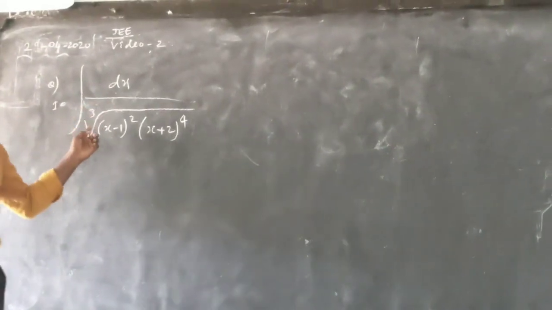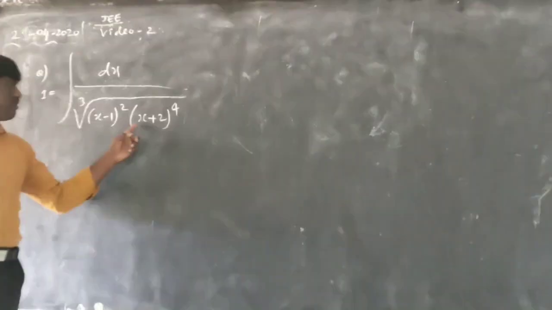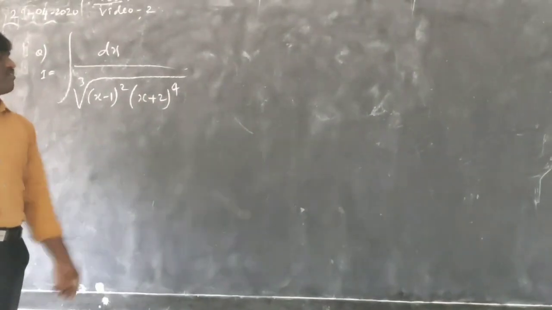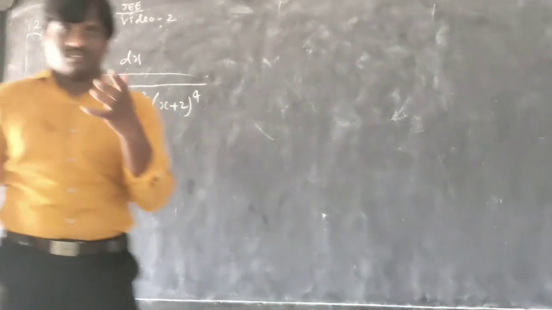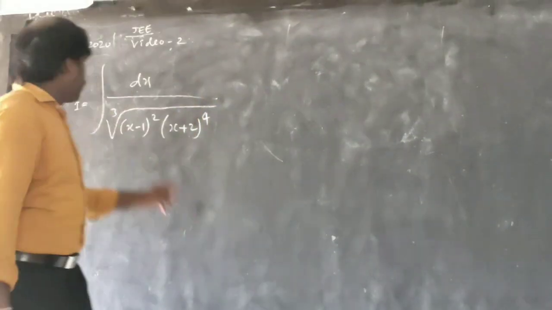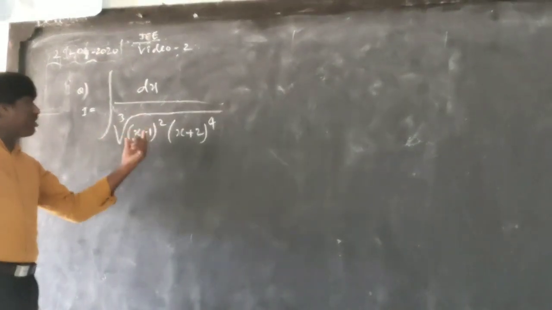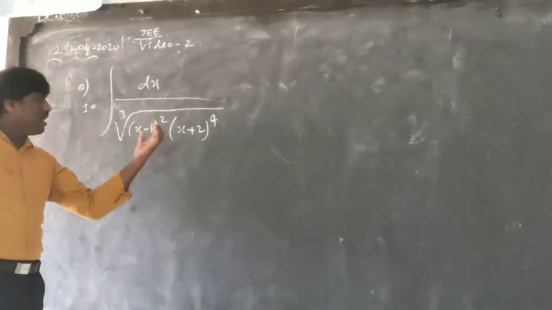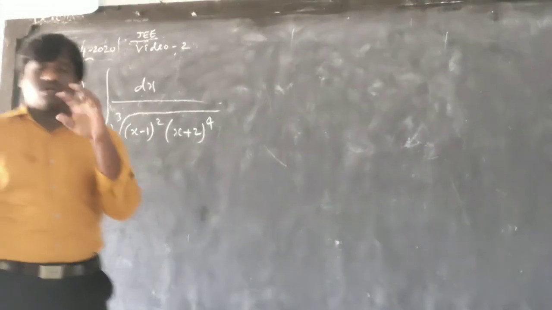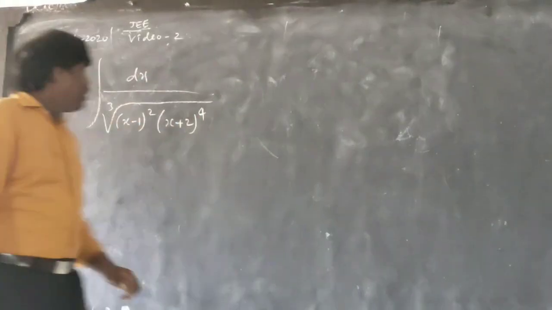Integration of dx upon cube root of (x minus 1) whole square into (x plus 2) whole power 4. You have to find the integration of this. So, very important question here: dx upon cube root of (x minus 1) whole square into (x plus 2) whole power 4. How to integrate these functions? So let us see here.